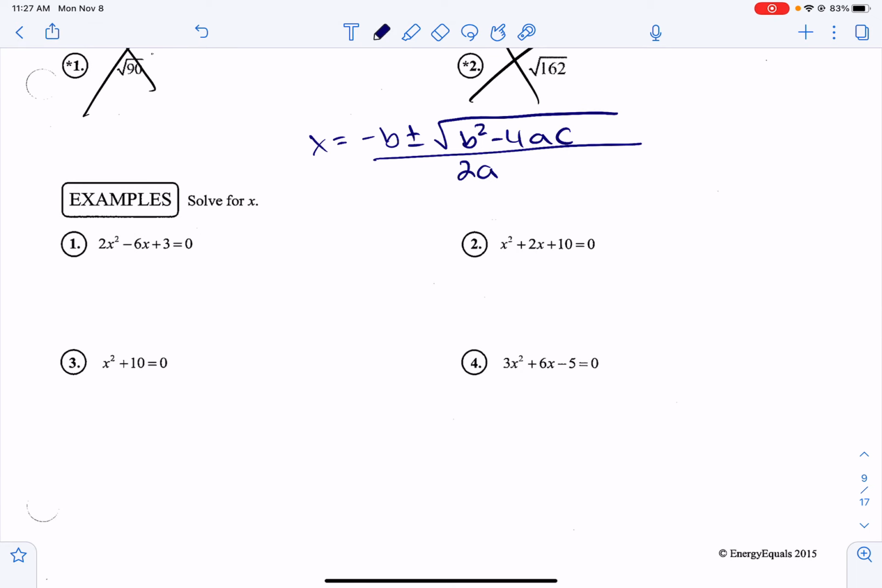So number 2, first thing I want is it to equal 0, and it does. So I'm going to write my A's and my B and my C.